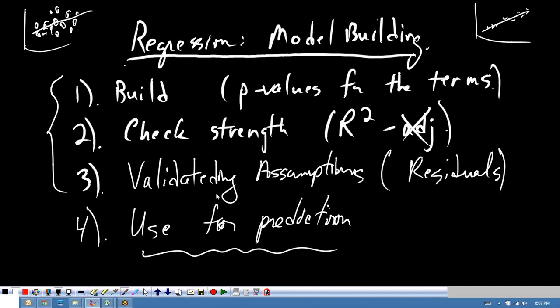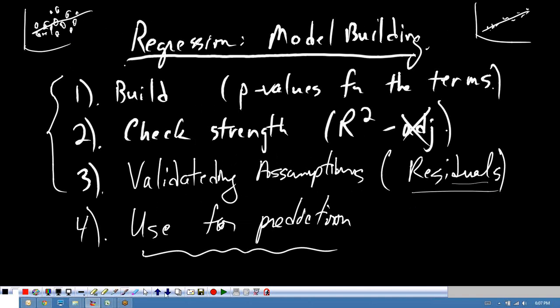Third thing is we're going to check the validity of our regression. Whenever we build a model and we draw lines and make predictions, there are some assumptions. Our assumptions are around something called residuals, and I'll show you what those are, and I'll also show you how to do that checking. And finally, we're going to use it for prediction. Okay? So let's go to it.